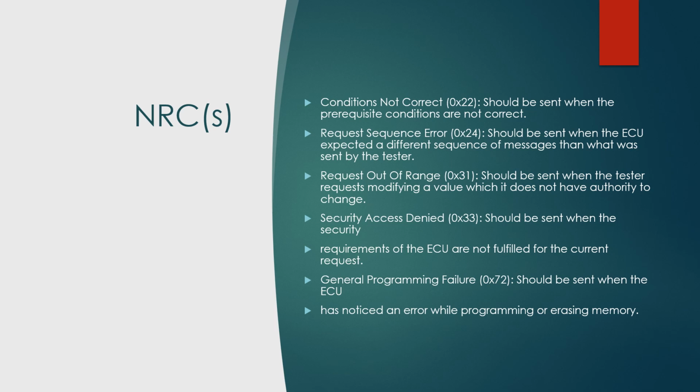There are multiple requests which you need to send in a sequence. For example, 34, 36, 37, and even 27, that is 2701, 2702, which is for security access. If you are not following this sequence, and you directly send, let's say, 36 or maybe 2702, then it is a wrong sequence, and you will get 24 as an NRC.